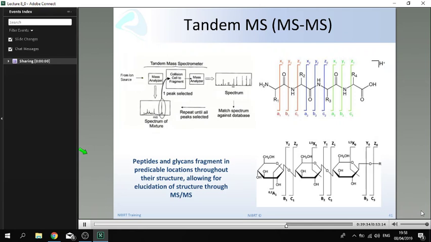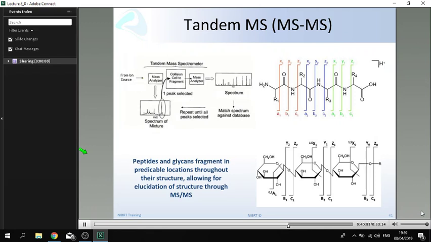And then we send those fragments into another mass analyzer, and we get a spectrum of just that one peak that is selected. We match it against the database that we want, and then we go back, we can pick another peak, we can fragment that peak, and we can analyze that peak. So slowly we can build and look more into details through our molecule.